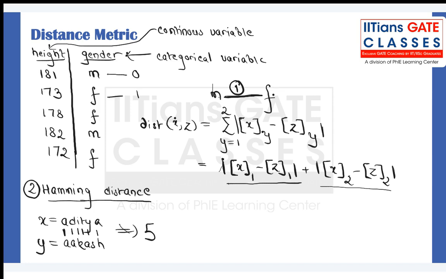Awesome. Okay, distance metric for categorical, we already saw that.